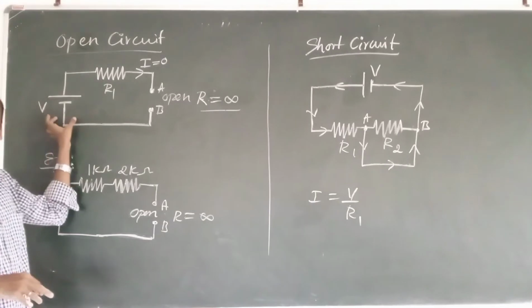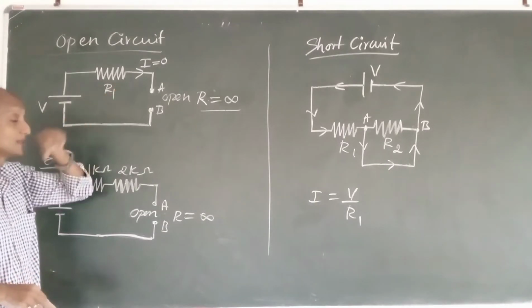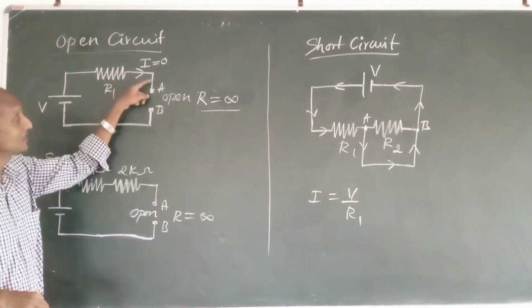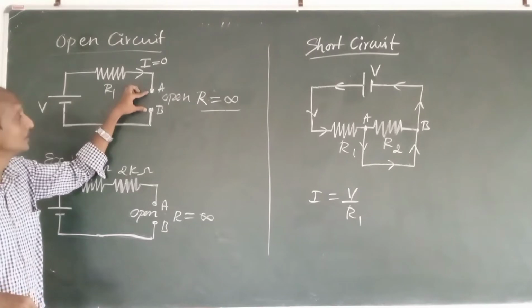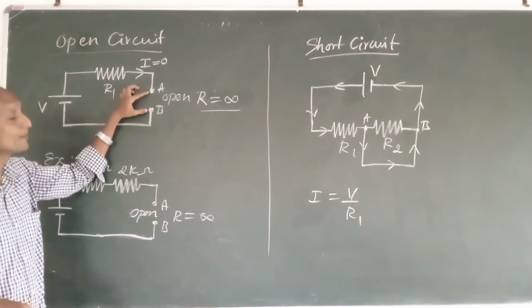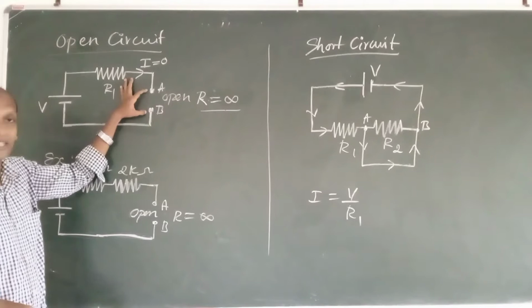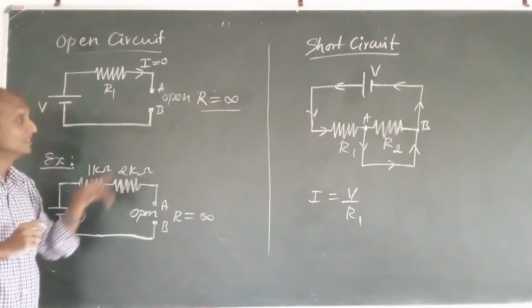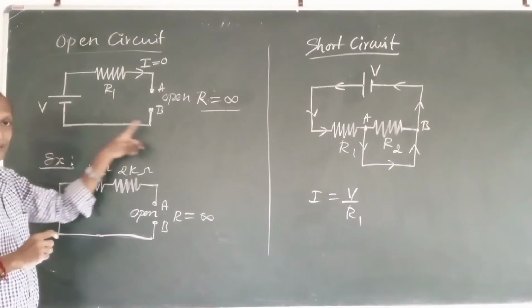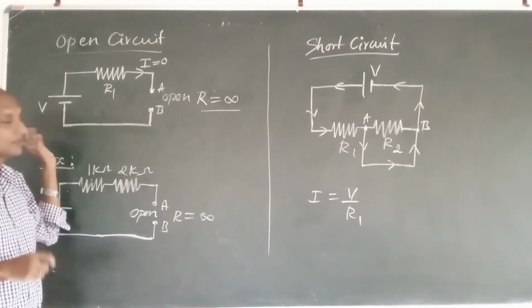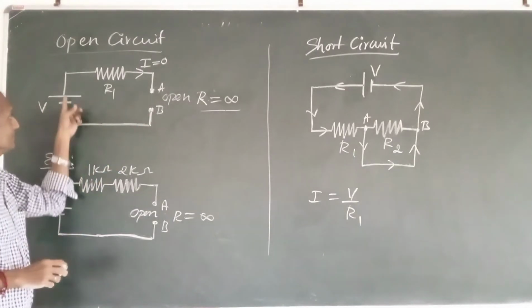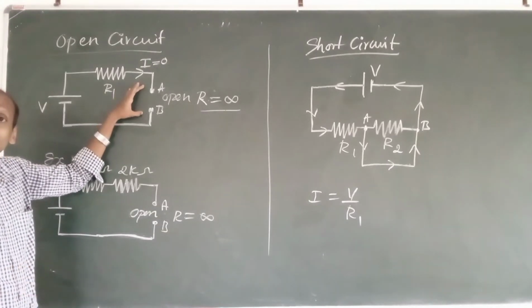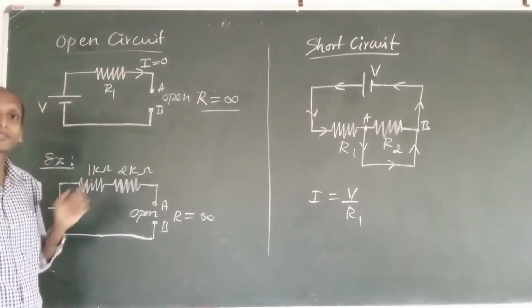So here there is a voltage source. Here we have a resistance. Then the circuit is not continuous. Here there is some open or discontinuity from point A to B, and here we have the connectivity. When we have such discontinuities in the circuit, such a circuit is called what?